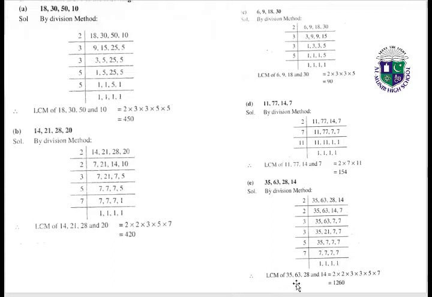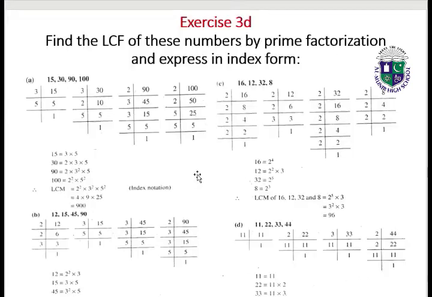LCM of 35, 63, 28 and 14 equals 2 multiplied by 2, 2 2s are 4, 4 3s are 12, 12 3s are 36, 36 multiplied by 5 equals 180, 180 multiplied by 7 equals 1260. 1260.